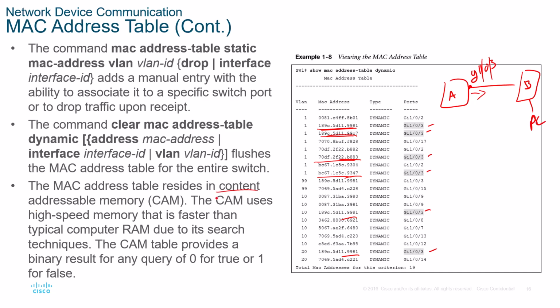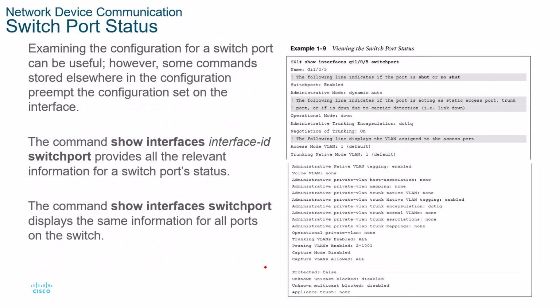All of this is stored in Content Addressable Memory, or CAM. So sometimes it's called a MAC address table or CAM address table. The CAM does have high-speed memory that is used for faster access. It is faster than the computer RAM, and it's used for searching. The CAM tables provide a binary result, yes or no, true or false. That's it.